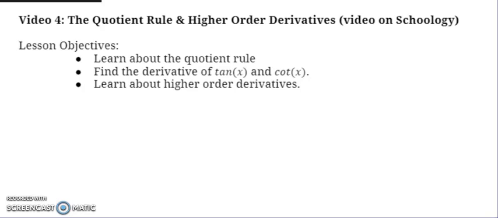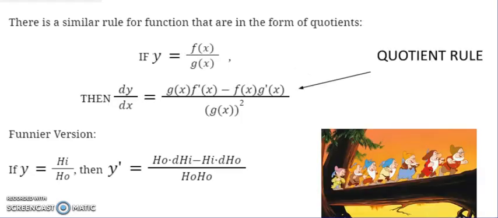Right, we're going to learn about the quotient rule for taking the derivative. We're going to find the derivative of tangent and cotangent, and also briefly mention secant and cosecant. And then we're also going to learn about something called higher order derivatives. So a lot to do. Going to go ahead and get started.